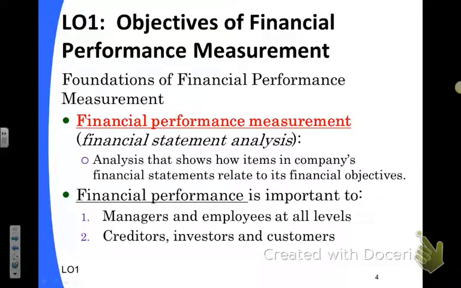The two primary groups of users of financial performance measurement are managers and employees within the business, at all or various different levels, and then outsiders: either creditors, investors, or customers. Managers and employees are going to look at the financial performance measures and see how the company is doing to help determine where they need to make adjustments within the business's processes, or to help ensure the business is on track for achieving its financial performance.